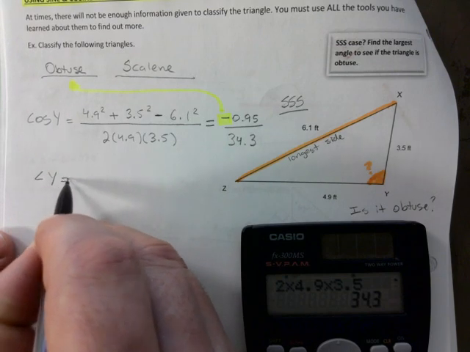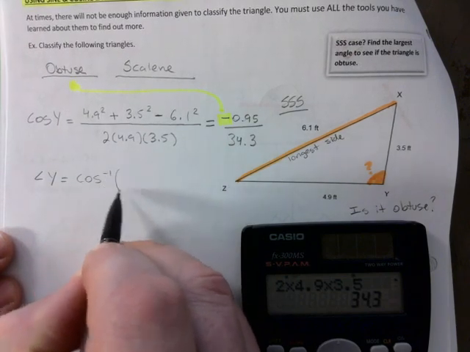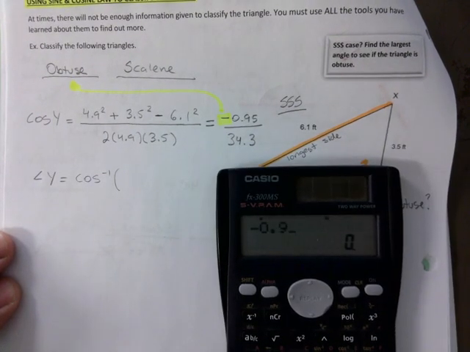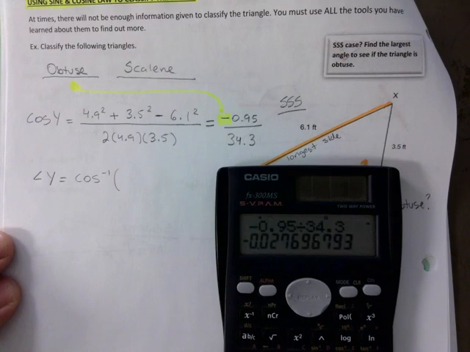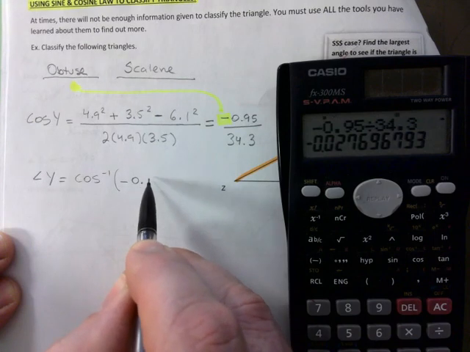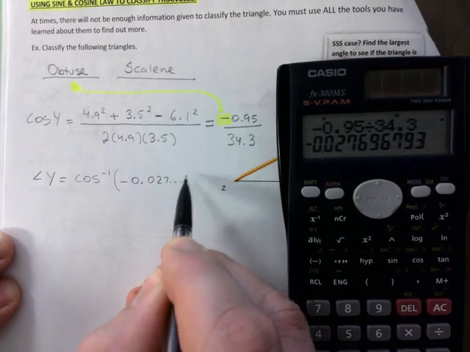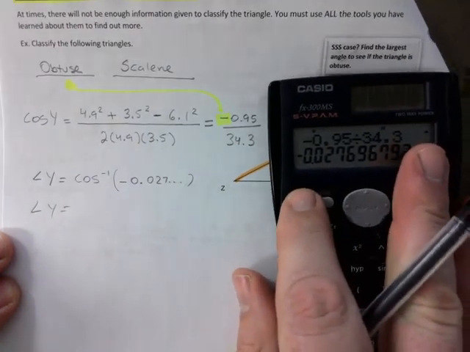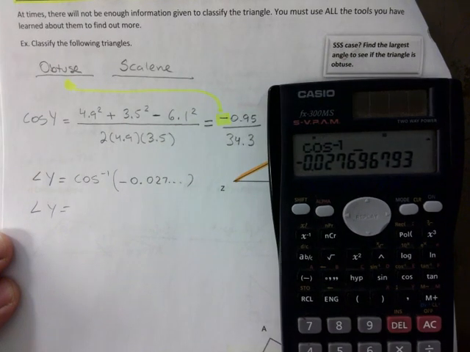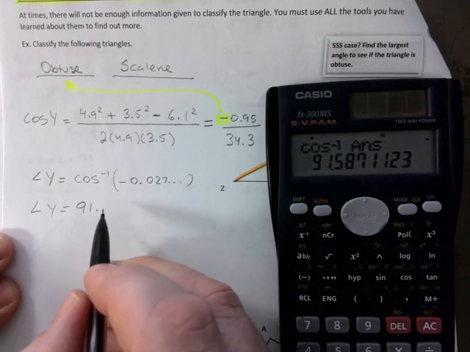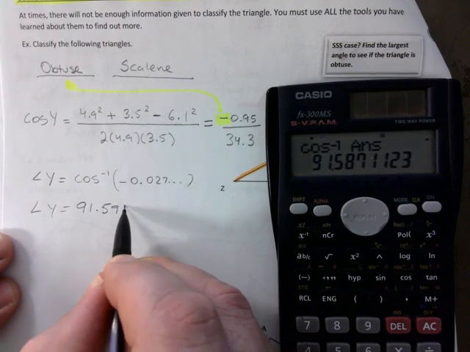Angle Y is going to be cosine inverse of what I get when I divide these two. So negative 0.95 divided by 34.3, that's this, a very small number. You just go dot, dot, dot, shift cosine to call the inverse. That's 91.59 degrees.